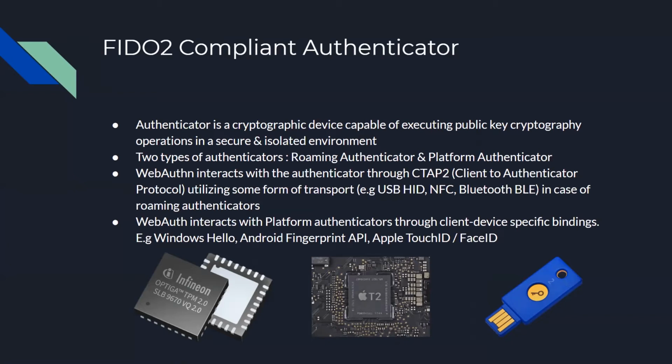There are two types of authenticators: roaming authenticator and platform authenticator. WebAuthn interacts with the authenticator through CTAP2, like I said earlier, and the underlying transport, like the actual interaction with the device, can happen over USB, NFC or near field communications, or Bluetooth Low Energy, BLE, and this is in case of roaming authenticators. Platform authenticators, on the other hand, WebAuthn interacts with them using device specific bindings.